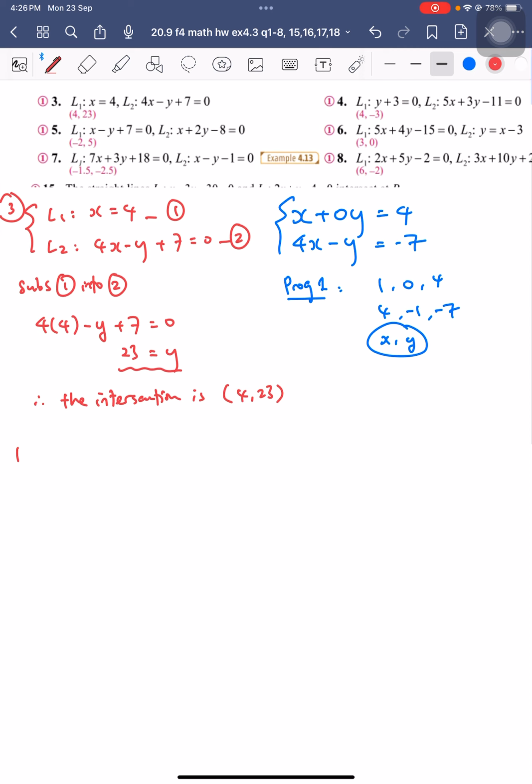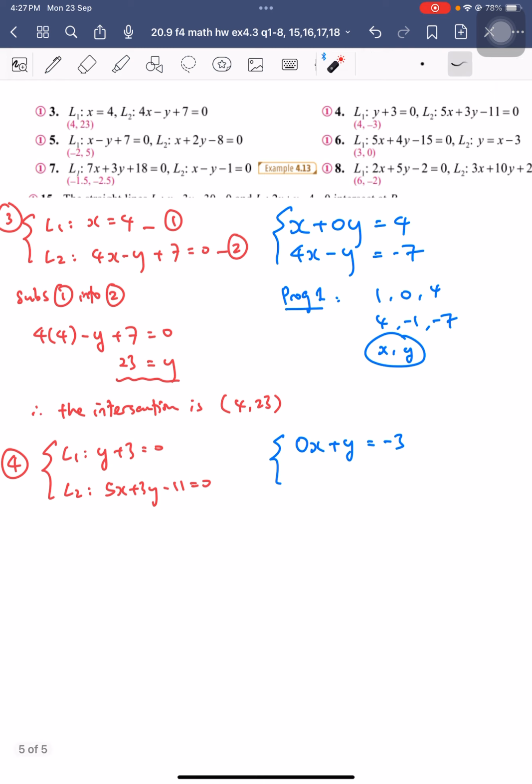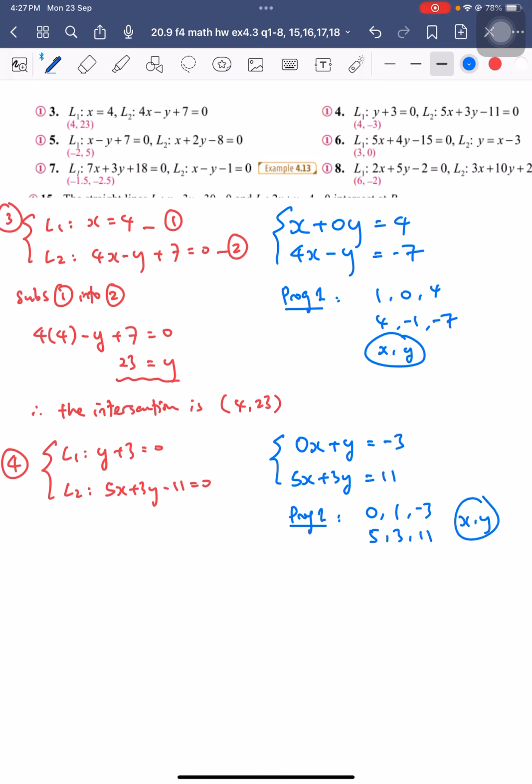Now we're trying to do question 4. In question 4, we have two equations. L1 is y plus 3 equal to 0, and L2 is 5x plus 3y minus 11 equal to 0. First of all, we can use the program 1. From here, they don't have the x, so you need to plus 0x. So you can write 0x plus y equal to negative 3. What you have done is move this positive 3 to the right, so it becomes negative. And the second equation is 5x plus 3y equal to 11. So now I can press the program 1 to press 0, 1, negative 3, 5, 3, 11 to get the value of x and y.